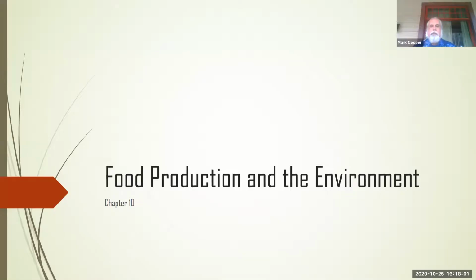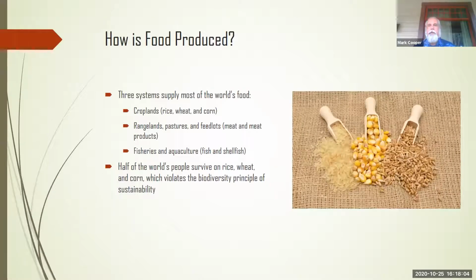All right, so the second video we're going to look at is how our food is produced in this country and other countries. Right now there are three systems that pretty much supply the world's food needs. One is croplands, and croplands are rice, wheat, and corn. Those are the three major staples that you see there in the picture on the right. We do have rangelands, pasture lands, and feedlots for meat production. And then we also have fisheries and aquaculture for fish and shellfish. So these are the systems that we have in place right now to feed everybody.